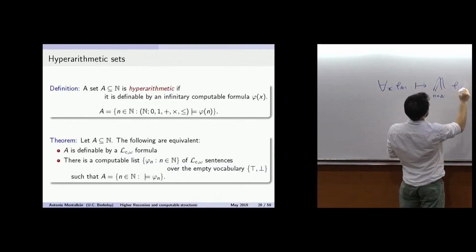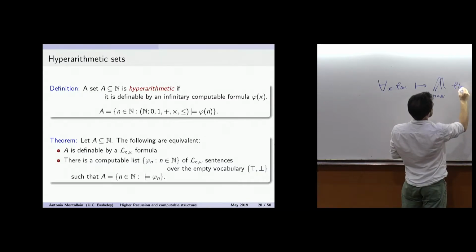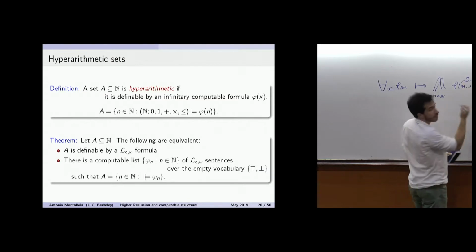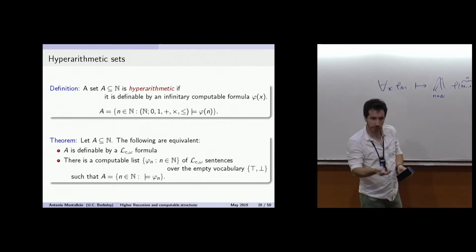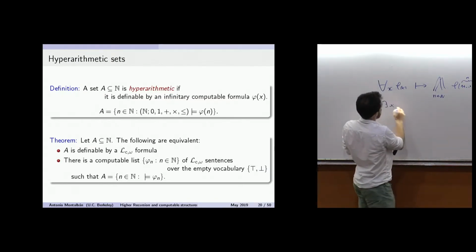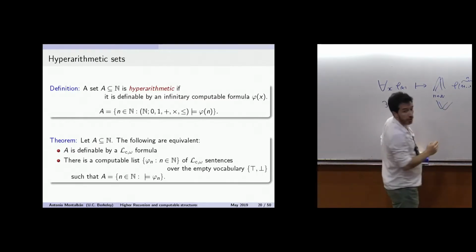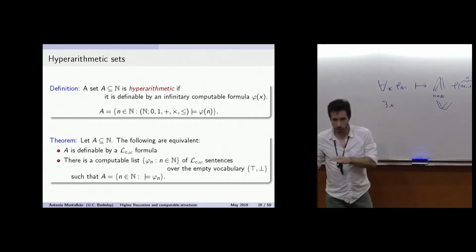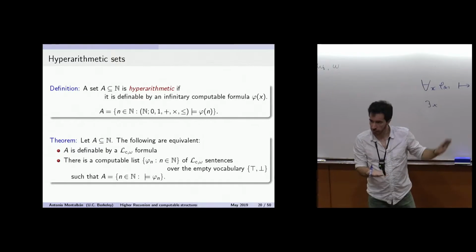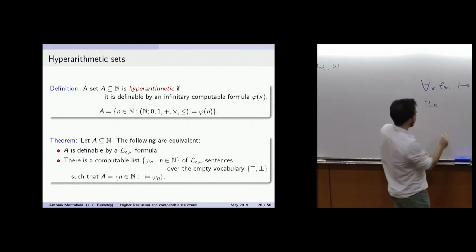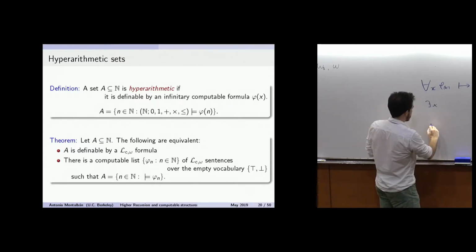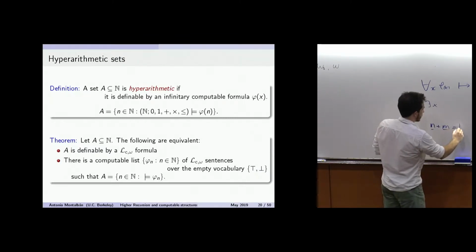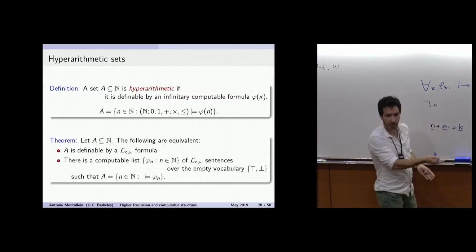Of phi of n, and here you put the constant n, 1 plus 1, n times, the constant for n. Every time you see "there exists an x," you replace it by a disjunction over x. So this way you cannot get rid of all the free variables. And then your atomic formulas at the end are going to be of the form: the constant n plus m equals k, or n times m equals k, or n less than m.